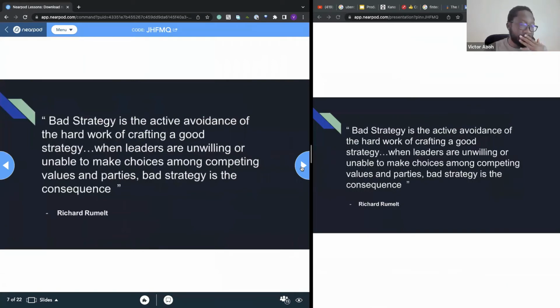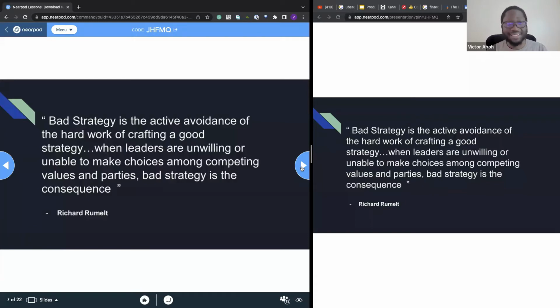Richard Rumelt, a professor of strategy, talks here about bad strategy and says it's the active avoidance of the hard work of crafting a good strategy. When leaders are unwilling or unable to make choices among competing values and parties, bad strategy is the consequence. And so what we see here is that sometimes in our companies we are not willing to say no to what might be good ideas, but there are just so many of them, right? So we're either stretched too thin, doing too many things in too many industries. We want to try too many things.